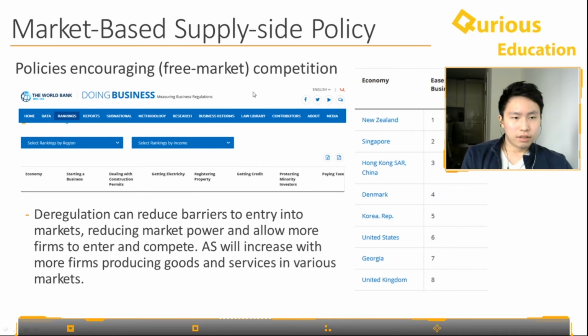Okay. So policies encouraging free market competition would be another market-based supply-side policy. How easy it is to start up a business in a country is important in the economy. The easier it is for you to start up a business, the more likely it is that entrepreneurs would increase the amount of investment to establish new businesses and also increase the amount of production in your economy, right?